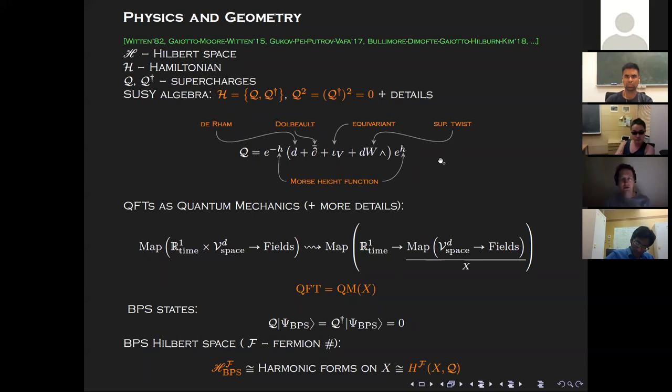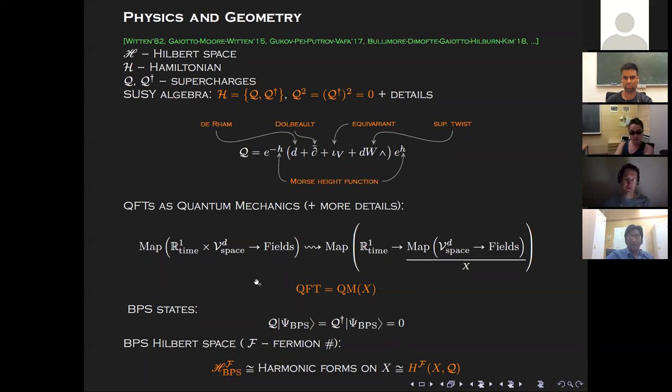And quantum mechanics, quantum field theory can be easily promoted into this framework as well. This is the usual approach. We split our spacetime into space and time, and look at our quantum theory as quantum mechanics on the space of maps from the spatial slice to the fields.